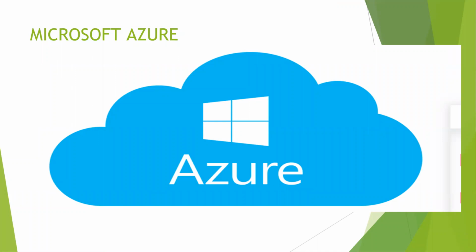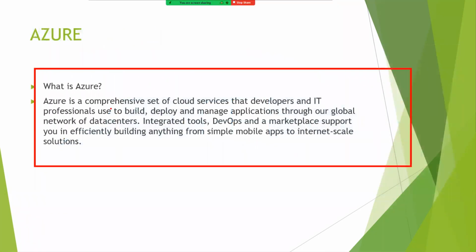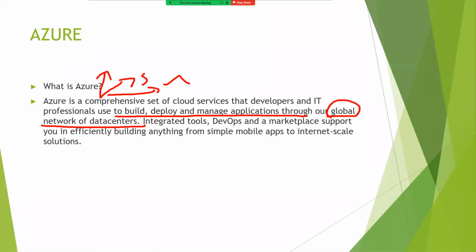So what is Microsoft Azure? Azure is a comprehensive set of cloud services. I am repeating, Azure is a comprehensive set of cloud services. Comprehensive, what does it mean? A set of enterprise features. So where we can build, deploy, manage, and access applications, a very important point, through a global network of data centers, is called Microsoft Azure. Through global network data centers, what does it mean?